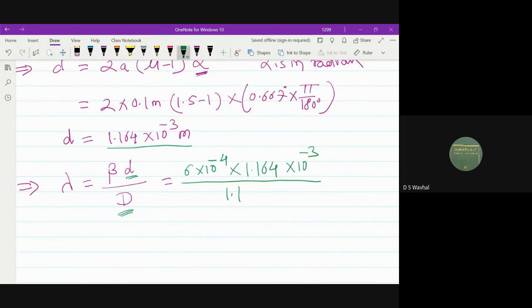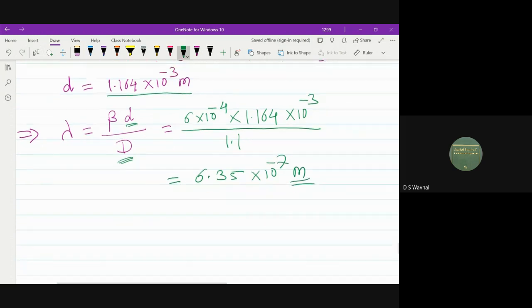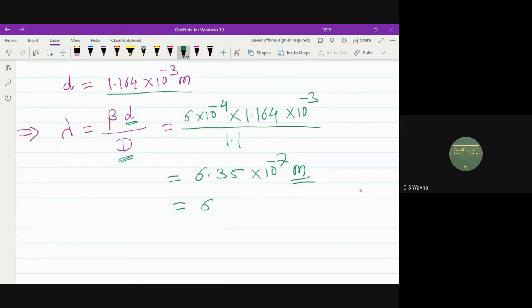So this divided by 1.1. All the quantities are in meter, so we get the lambda in meter. So we get 6.35 into 10 to the power minus 7 meter. And that is nothing but 6350 angstrom. So this is the wavelength.